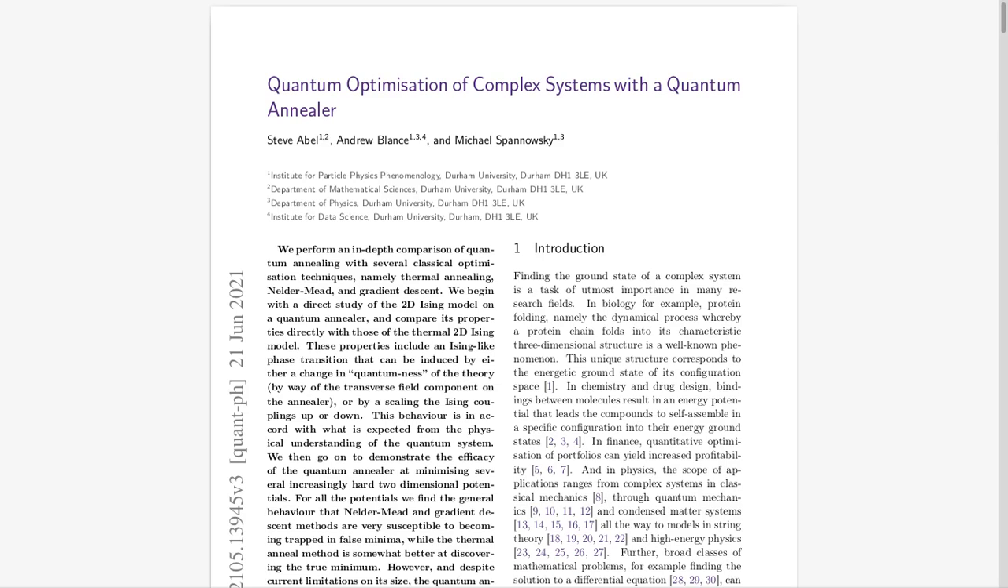It is, yeah. It's using quantum mechanics to change how we solve really tough problems, potentially. And that's what we're diving into today. You sent us this paper by Abel, Blance, and Spanowski. Yeah, it's a good one.